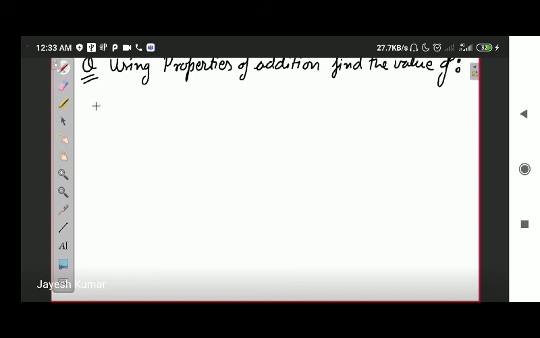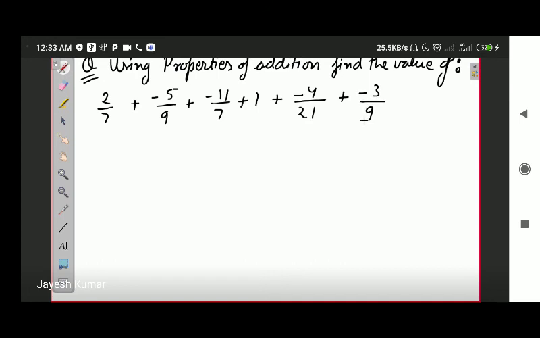Find the value of 2 upon 7 plus minus 5 upon 9 plus minus 11 upon 7 plus 1 plus minus 4 upon 21 plus minus 3 upon 9. Okay, so as you can see, it is quite a big number. You have 1, 2, 3, 4, 5, 6 terms to solve. Okay, and it is not like we are going to solve all the terms at the same time. We have to use properties of addition.